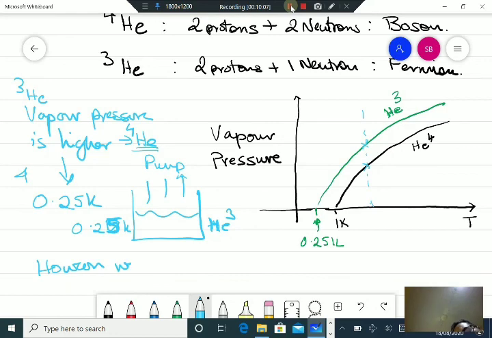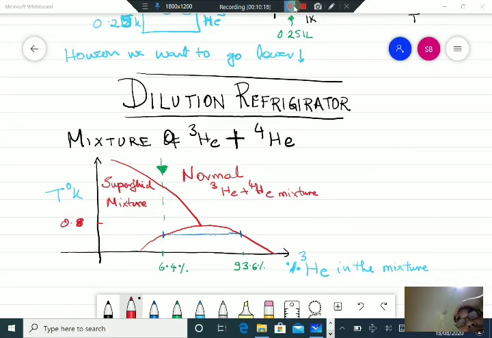However, we want to go lower in temperature. How does one do that? So we now come to the principle of dilution refrigeration, where you can go down to very low temperatures, typically of the order of a few millikelvin.